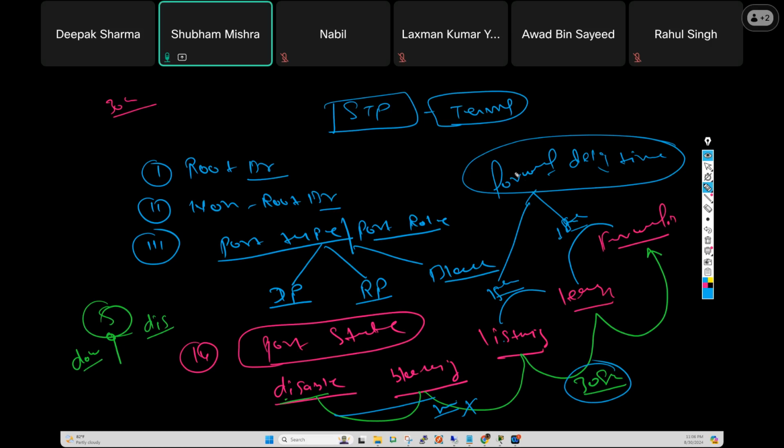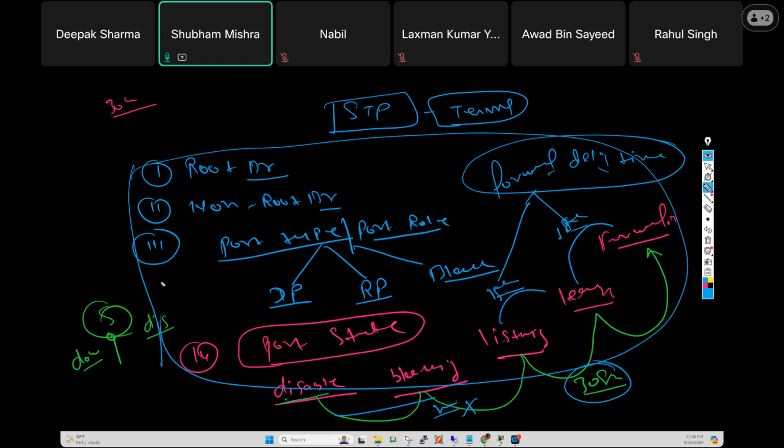Forward delay time means the time the switch or port takes to go from listening to learning and from learning to forwarding. That time frame is known as forward delay time. And what is the forward delay time? 15 seconds. Do you understand? So basically, guys, these are the terms which you will get in STP.